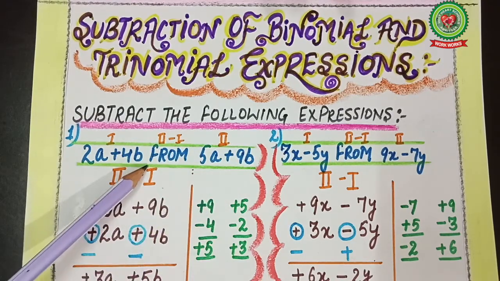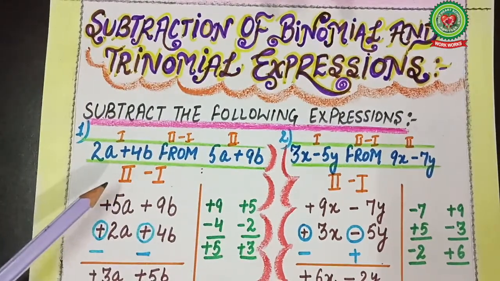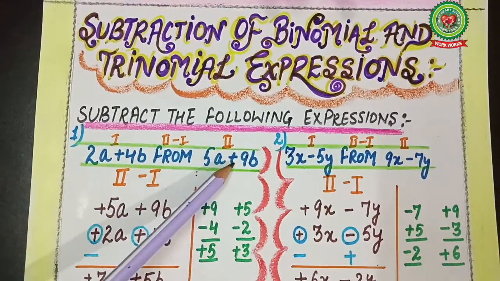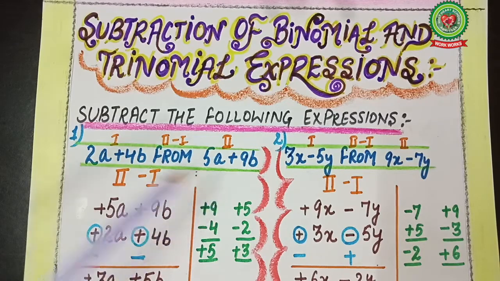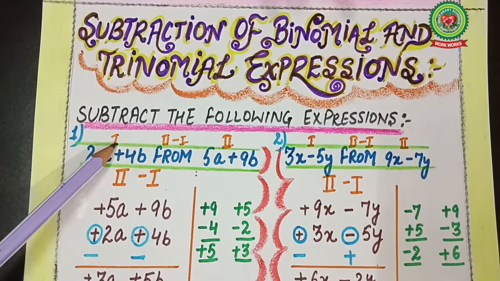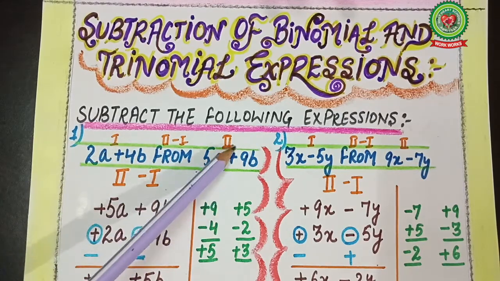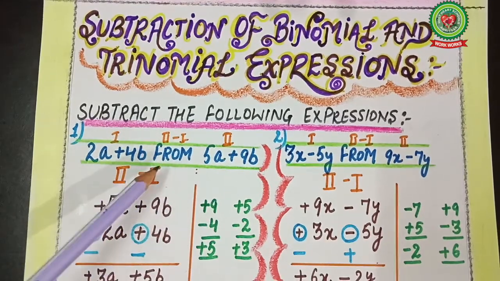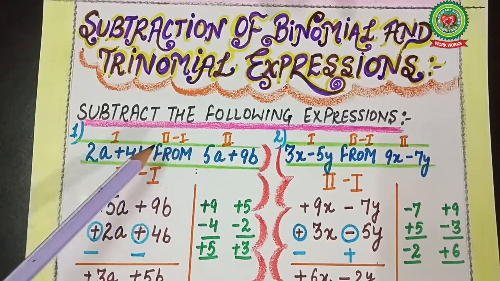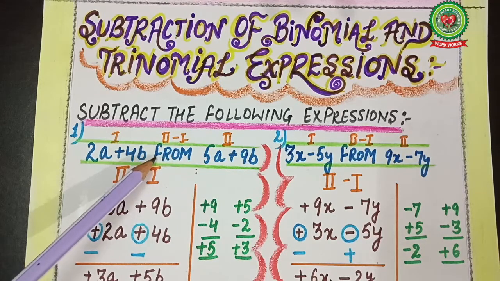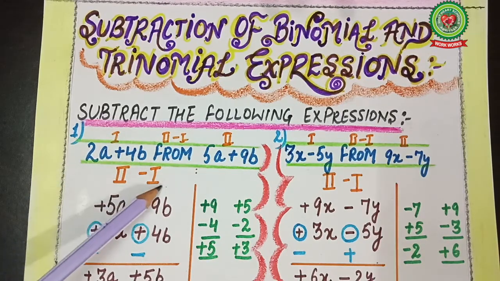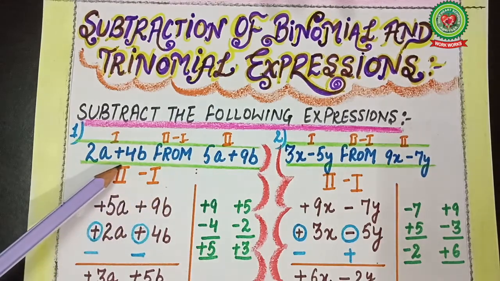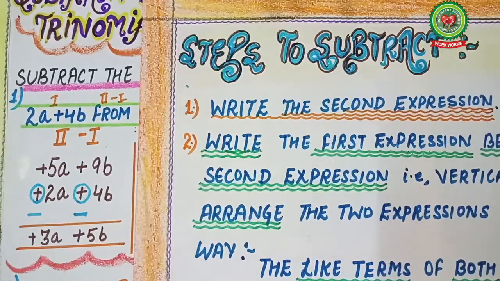So here this is your first expression, right? And this one is your second expression. Now we have to subtract this from this, right? So that means we will take it as the first and we will take it as the second expression. Now from means what? From means second minus first. You have already done this in the junior classes, right? So we will start this question by writing here second minus first. Clear?